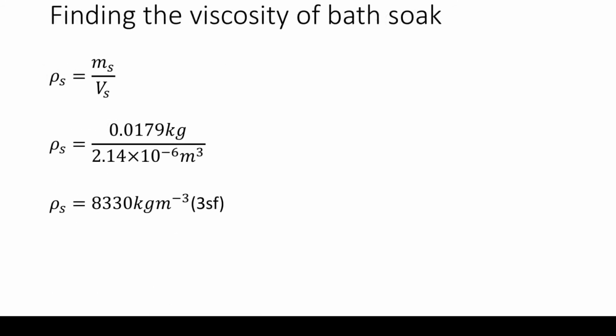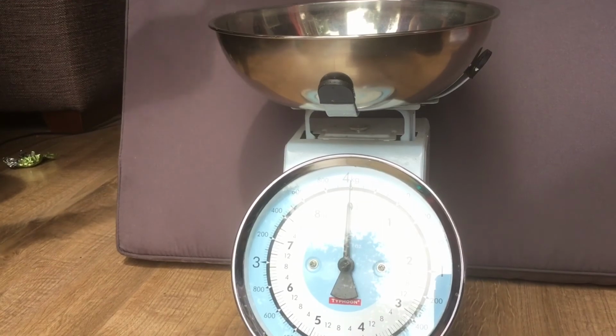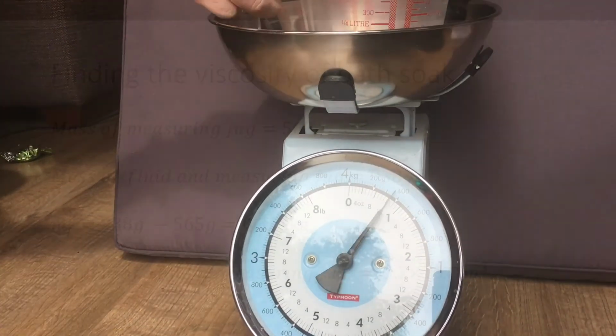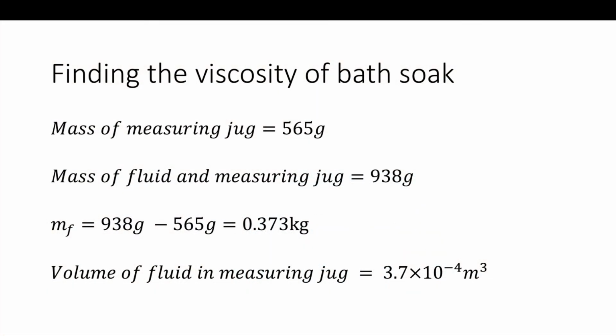To find the density of a ball bearing, I divided its mass by its volume, so I divided 0.0179 kilograms by 2.14 times 10 to the minus 6 meters cubed to get a density of 8,330 kilograms per meter cubed to 3 significant figures. To find the density of the bath soak, I used the kitchen scales to measure the mass of an empty measuring jug. This gave a value of 565 grams.